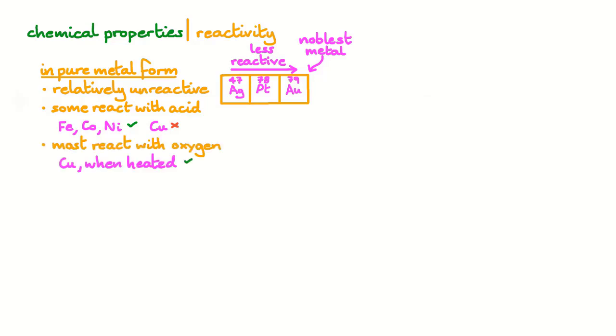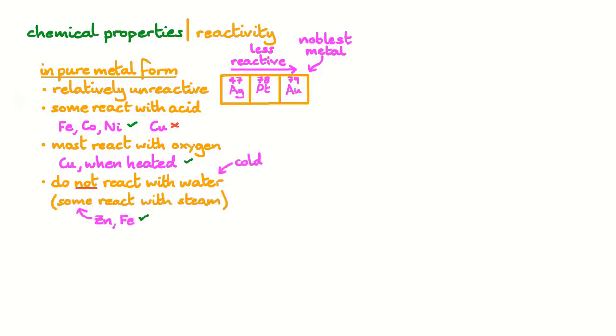Also, most of the transition metals will react with oxygen, forming transition metal oxides, although some, like copper, need to be heated first to get a decent reaction rate. On the other hand, the transition metals generally at room temperature will not react with water. The process of iron rusting is a separate type of process. But with enough heat, some of the transition metals will react with hot water or steam. In compound form, the transition elements can be oxidized and reduced, switching between those available oxidation states.